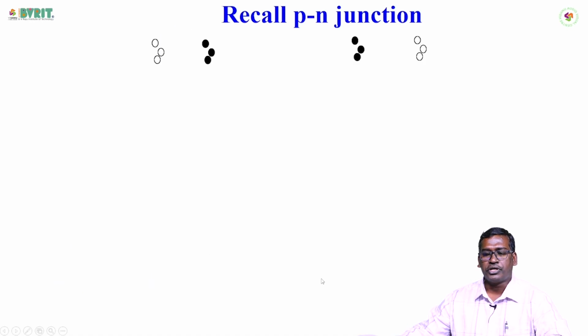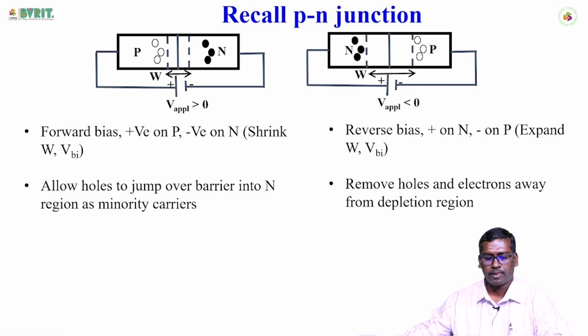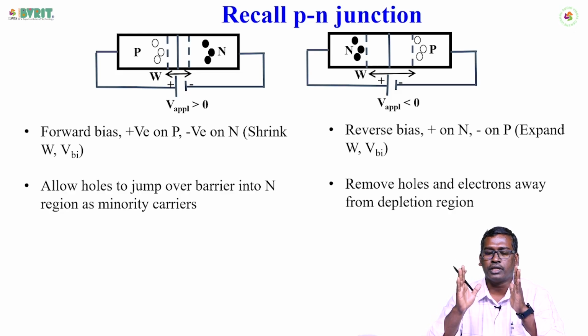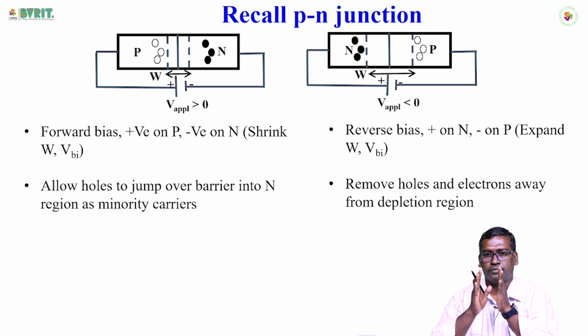If you recap the PN junction and how it works, here you can see the simple illustration. As we studied earlier, when a p-type semiconductor and an n-type semiconductor are connected together, in between them a junction is formed.